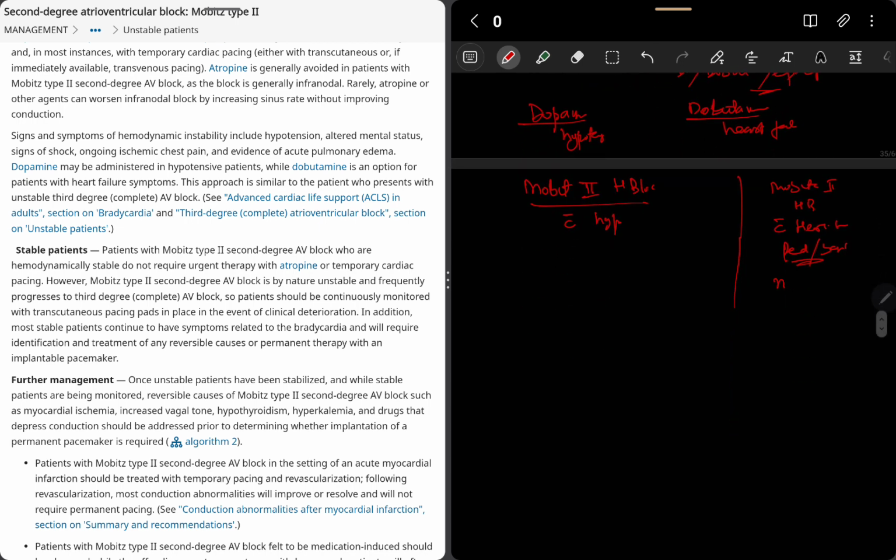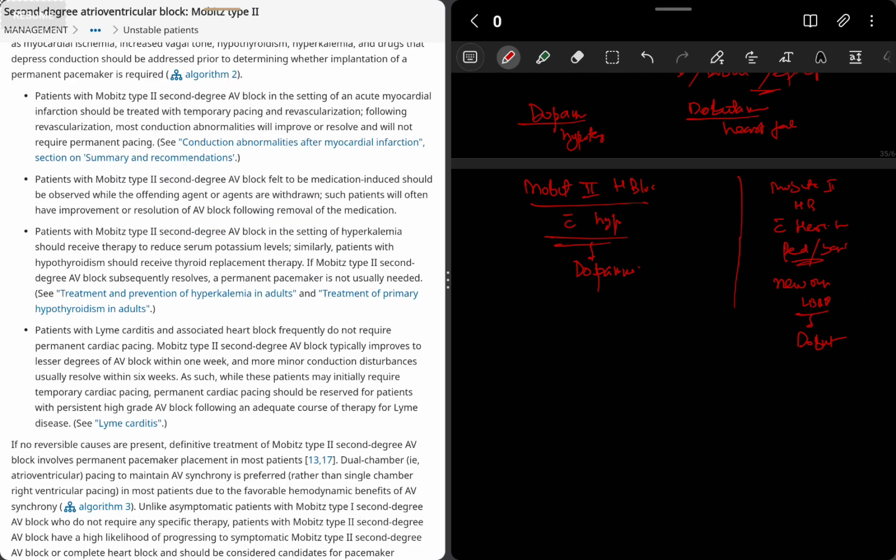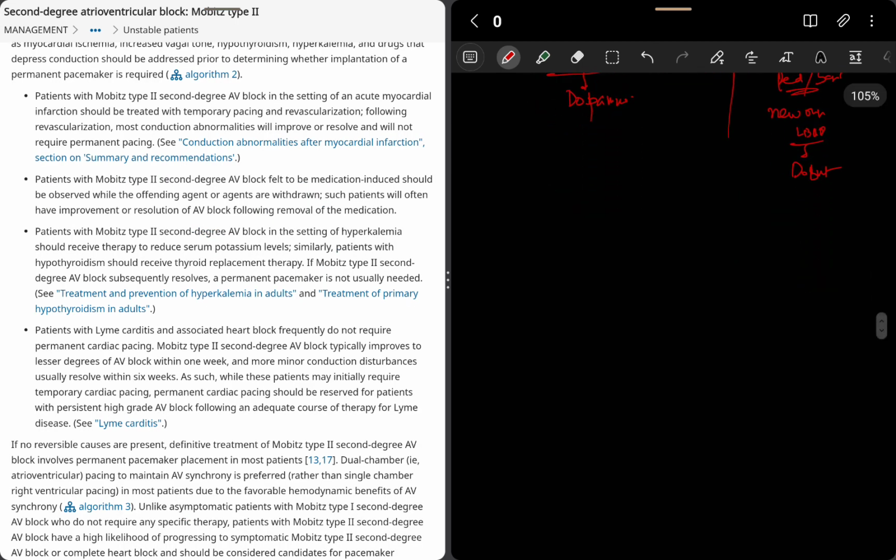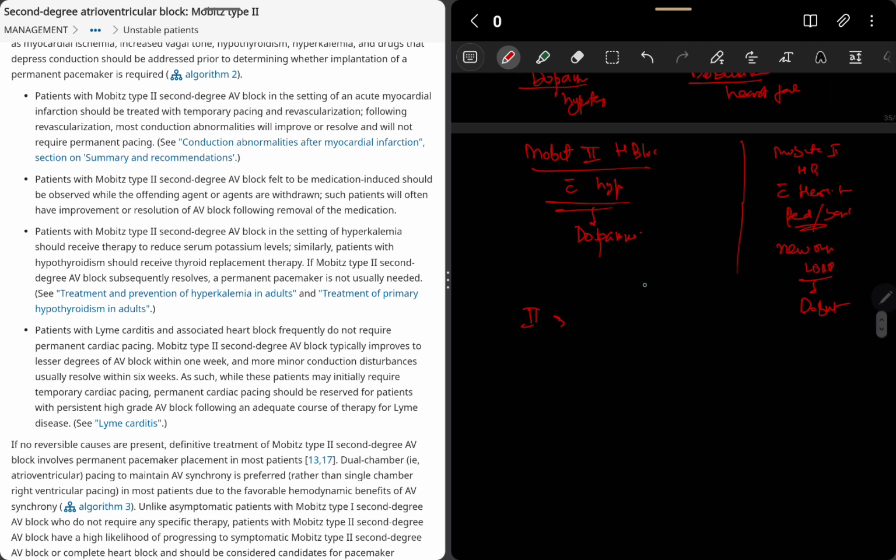For example, the patient has new onset left bundle branch block. Then in this case, the patient is to be treated with dobutamine. Here, the patient is to be treated with dopamine. Like in Mobitz type 1 block, if Mobitz type 2 block develops in the setting of an MI, then it should be treated with temporary pacing as well as revascularization, because following revascularization most conduction abnormalities will revert back to normal.